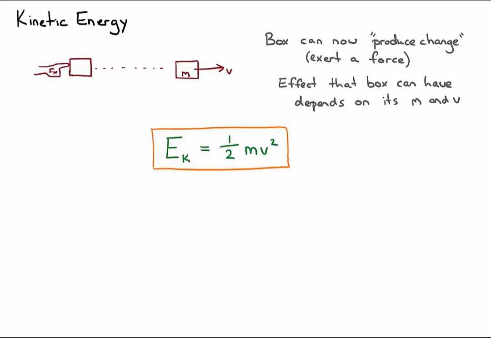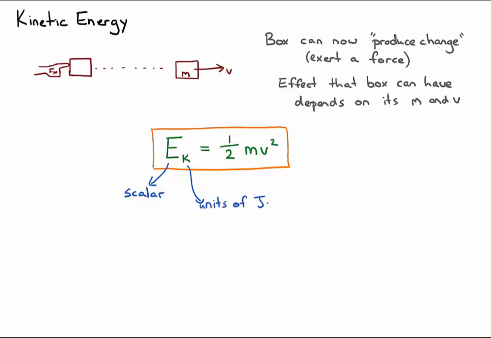One important thing to note about kinetic energy, symbol EK here, is that it's a scalar quantity. Now, a scalar quantity is one that only has magnitude, it doesn't have a direction. So what this means is that it doesn't matter which way an object is moving, it's still going to have the same ability to produce change, the ability to exert a force or do stuff, no matter which direction it's travelling.